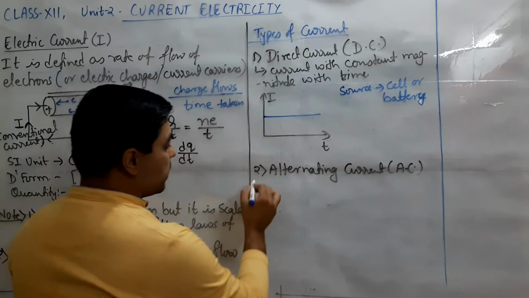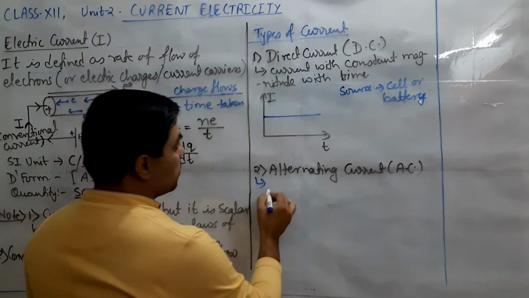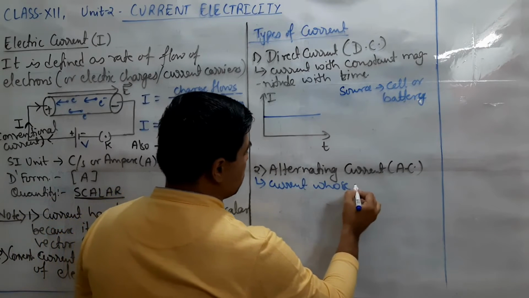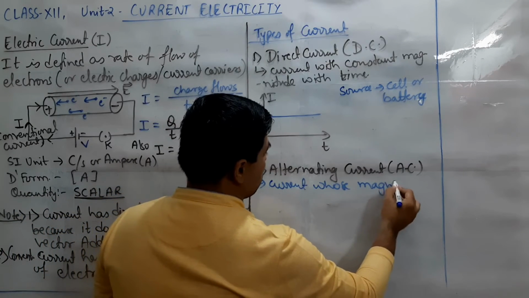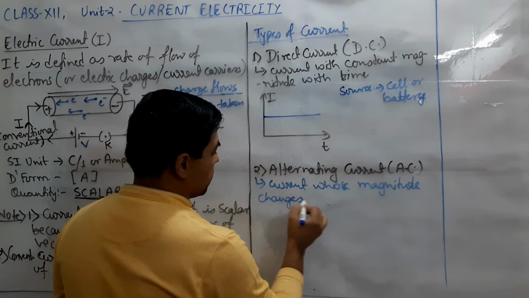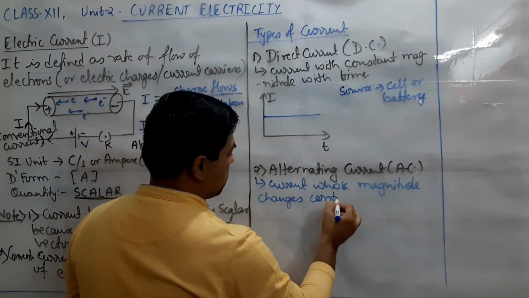Another current, alternating current, is a special current whose magnitude changes continuously.